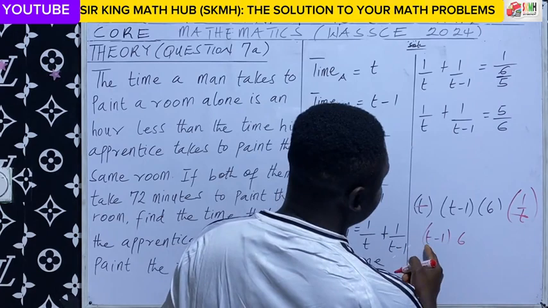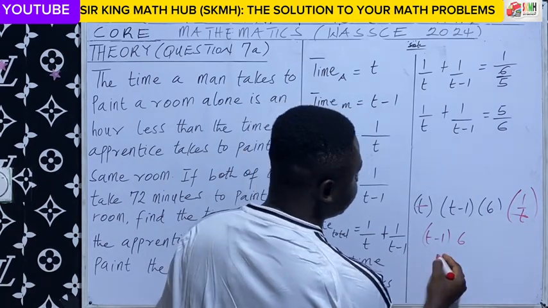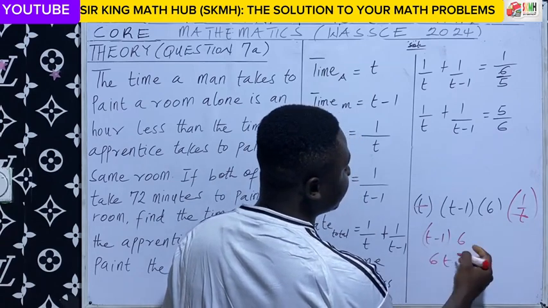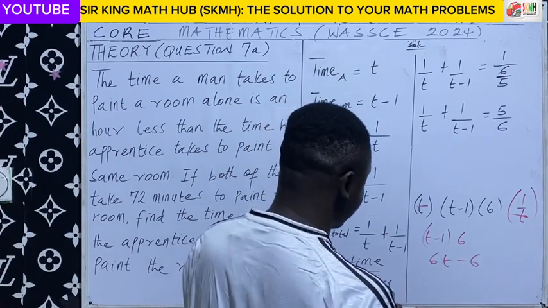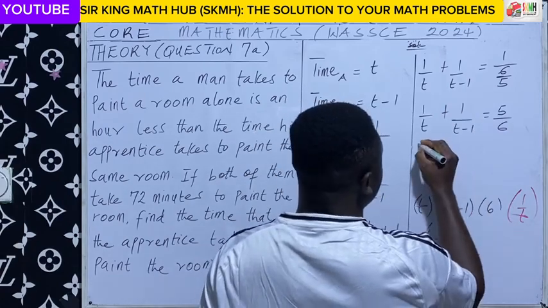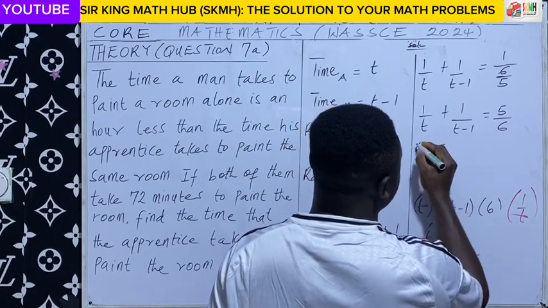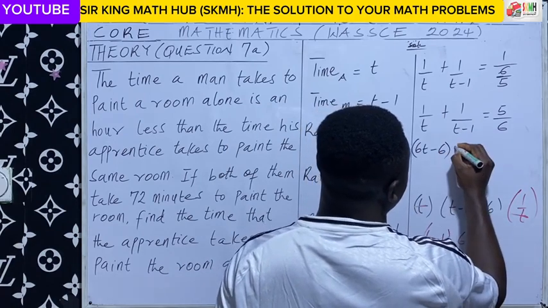Okay, so we can expand. t times 6, 6t, and then minus 1 times 6, minus 6. So for the first term, you are going to have 6t minus 6. That is for the first term.